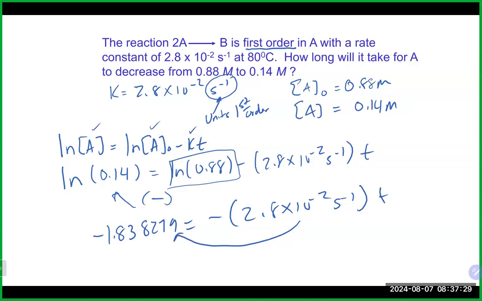Obviously, we're going to just divide that now to the other side. And we're going to take it to the other side and not forget to also take the negative sign. And that's going to give us a time that's equal to 66 seconds. So it will take about 66 seconds for this reaction to drop concentration from 0.88 to 0.14. Any questions on that there?